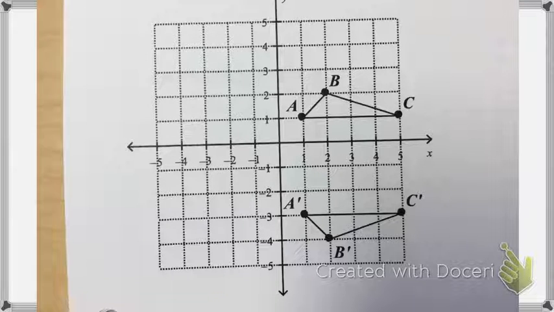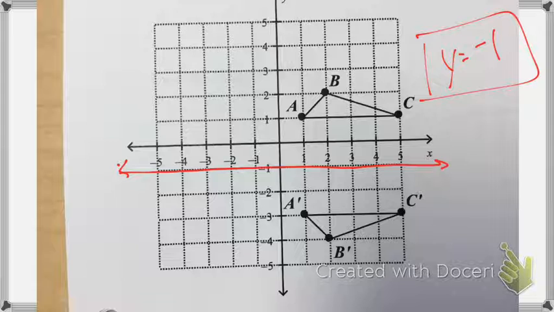So on number 7, did you guys all figure out that this right here is the line? And that line's equation is y equals -1. No matter where you're at on that line, the only thing you know is y equals -1. It doesn't matter what x is. What does y equal? -1.